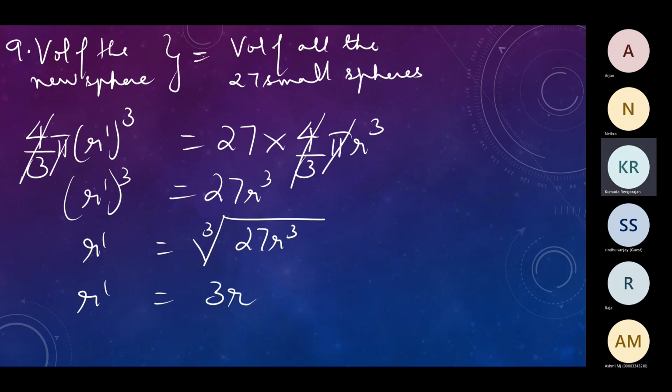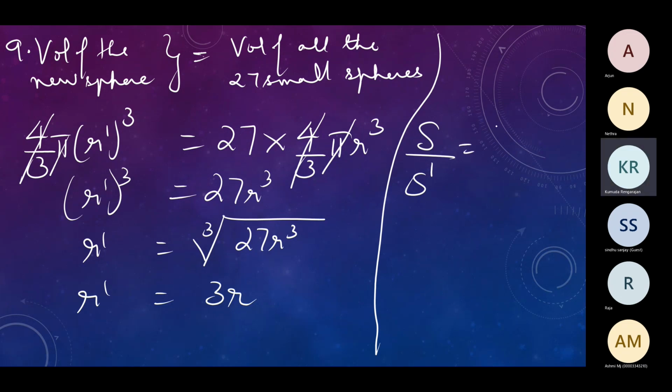So next we need to find the ratio of S and S dash. S is the surface area of each small sphere, and S dash is the surface area of the big sphere, or the new sphere. We need to find S by S dash, that is the ratio of the surface area of each small sphere to the surface area of the big sphere. For a sphere, the surface area is 4 pi r square. So 4 pi r square divided by 4 pi r dash square.